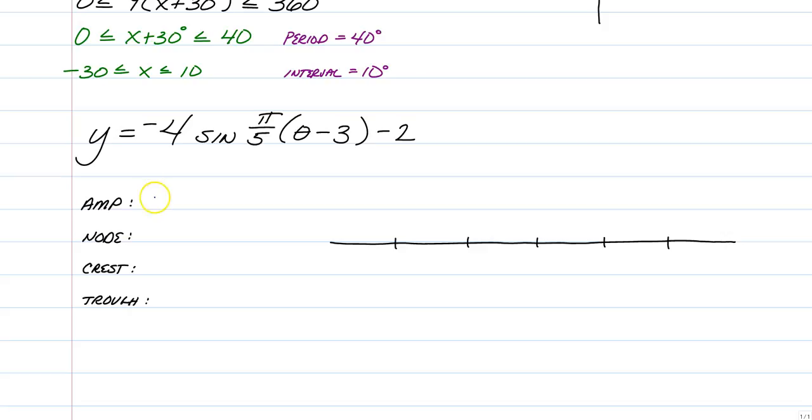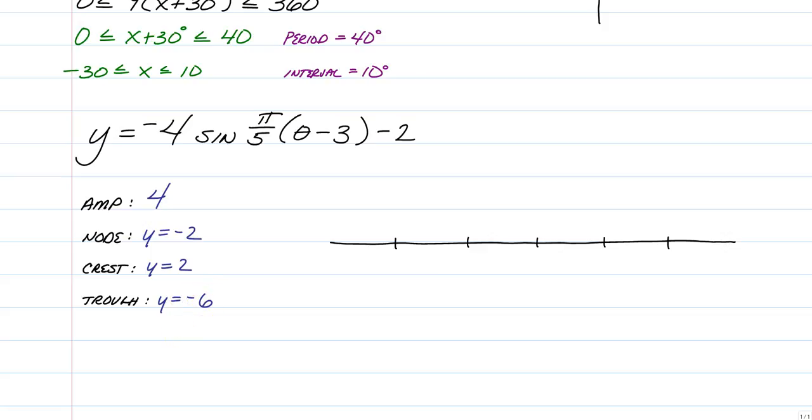So the amplitude you should have listed is 4, and our node line would be y equals -2. Your crest is 4 above -2, so that's y equals 2. And your trough is 4 below -2, so that would be y equals -6.